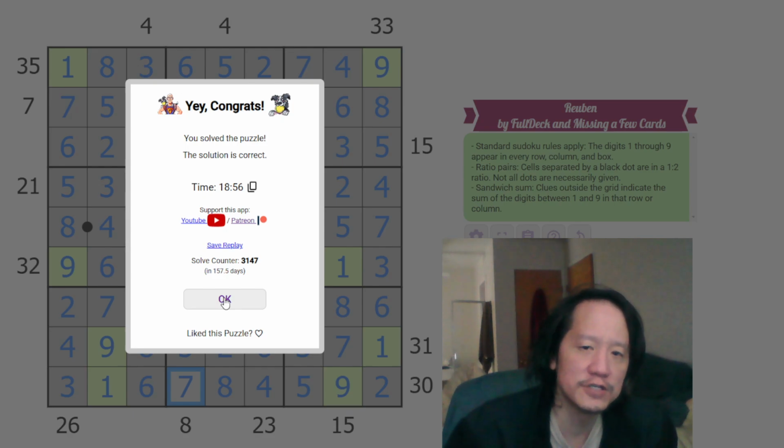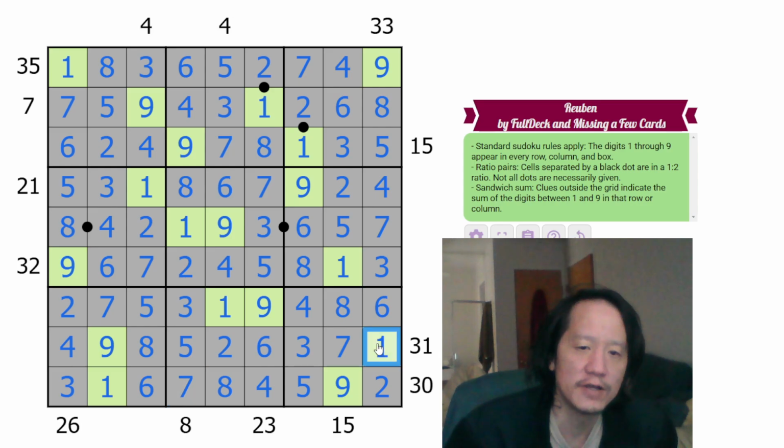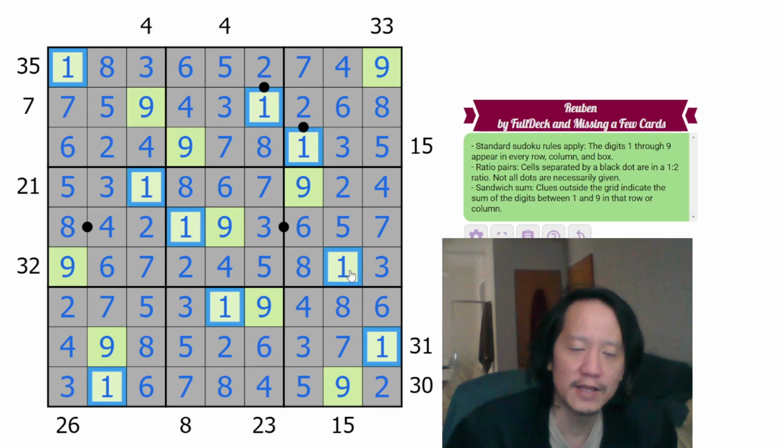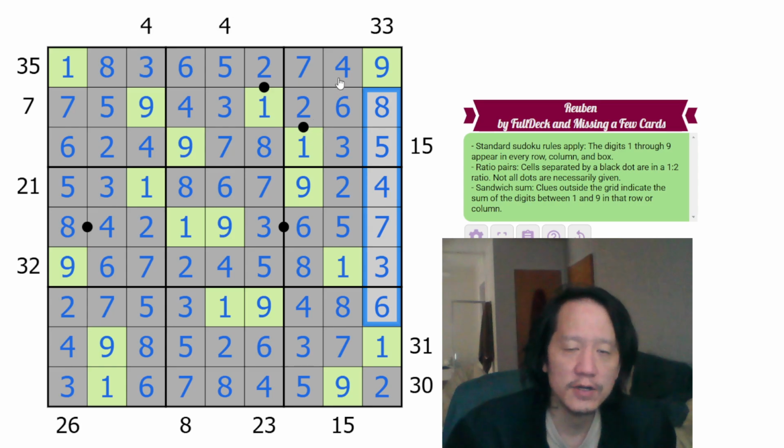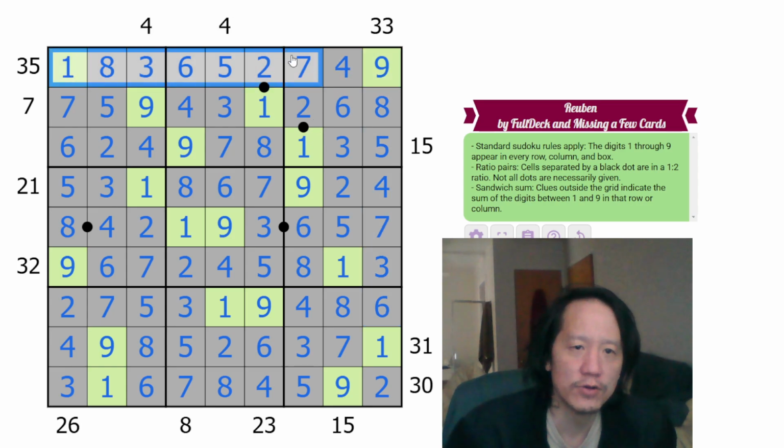Yeah, it's a nice introduction into sandwich sums and a lot of the logic that is required whenever you have sandwich clues. Right? Particularly, I like coloring them in as a certain color. And then if you ever have 2 buns in a row or a column or a box, you can color the other ones as non-buns. Right?